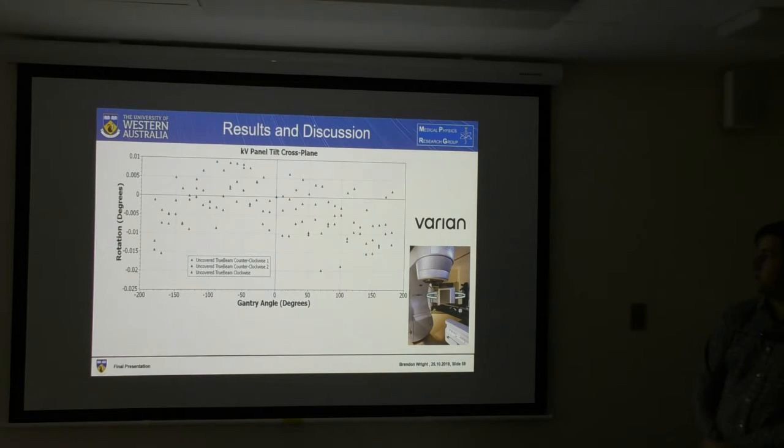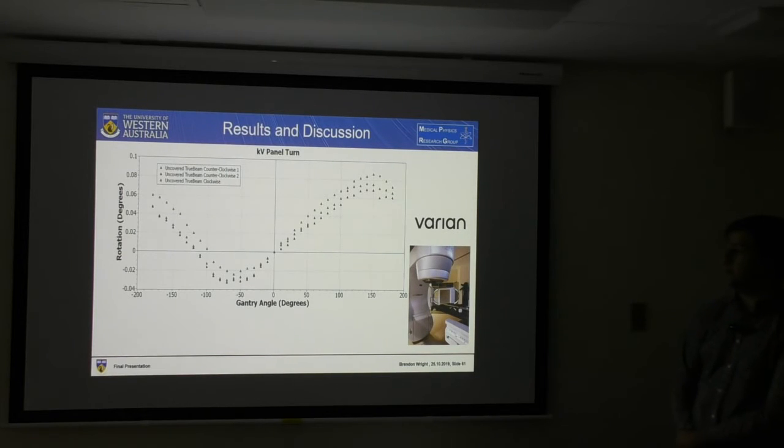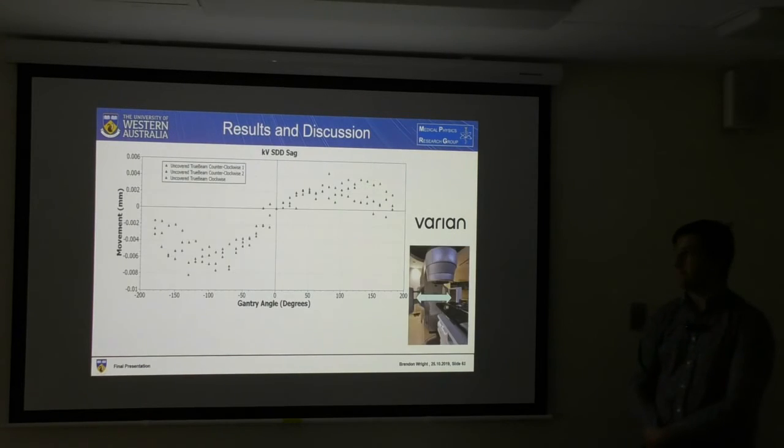For the panel tilt in the cross-plane and in-plane direction, the amount of tilt uncovered was less than 0.5 of a degree for both directions, with a more clear trend in the in-plane direction and not a discernible difference between a clockwise and counterclockwise rotation. For the panel turn, there is once again a clear sinusoidal trend here, with a slight difference between clockwise and counterclockwise direction, but overall movement for the panel turn was just over 0.1 of a degree.